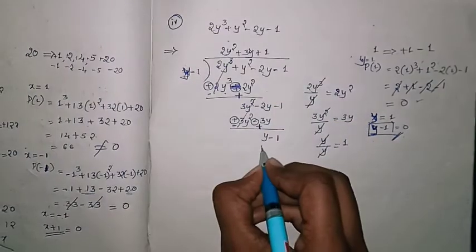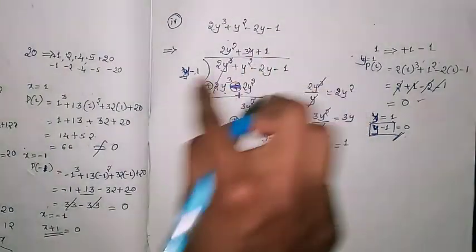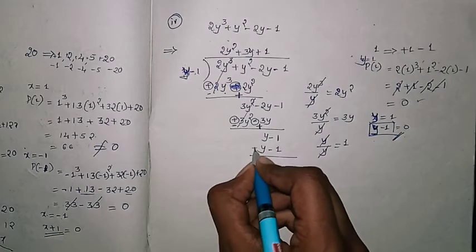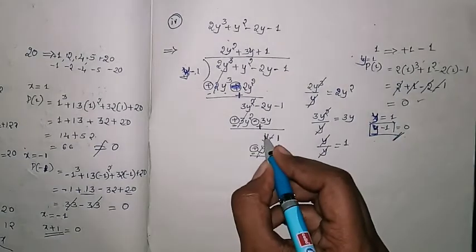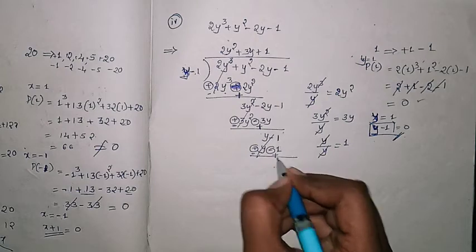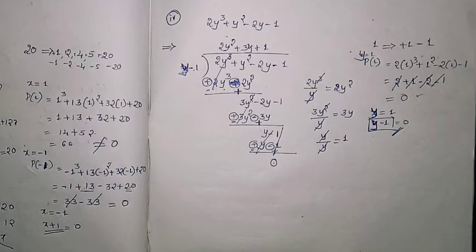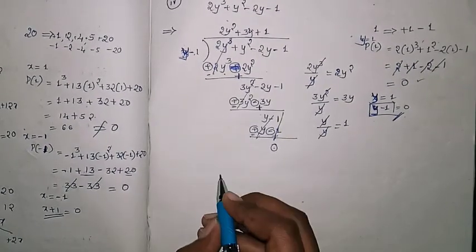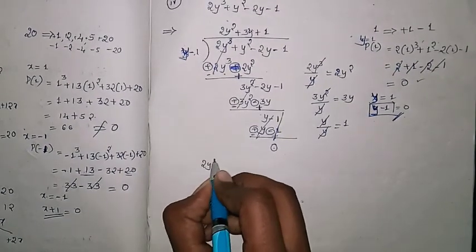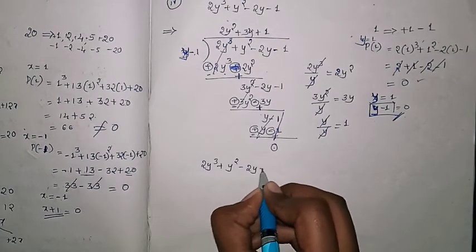1 into y, that is y. 1 into minus 1, that is minus 1. Plus into minus is minus. So change the sign. Positive to negative, negative to positive. So as positive and negative cancel, negative and positive will get cancelled. Remainder is 0. That means whatever we have solved, that is right. Now you got the quotient term.